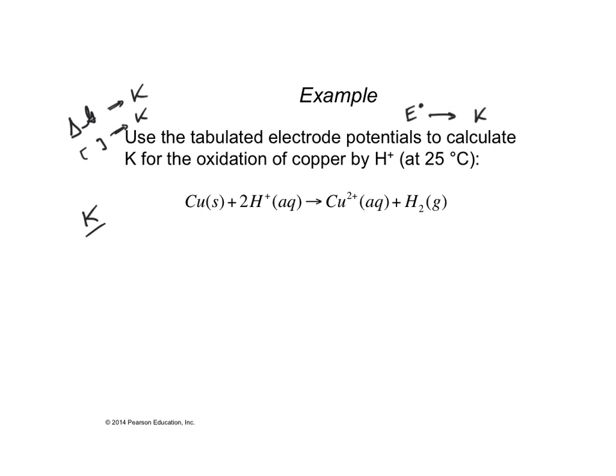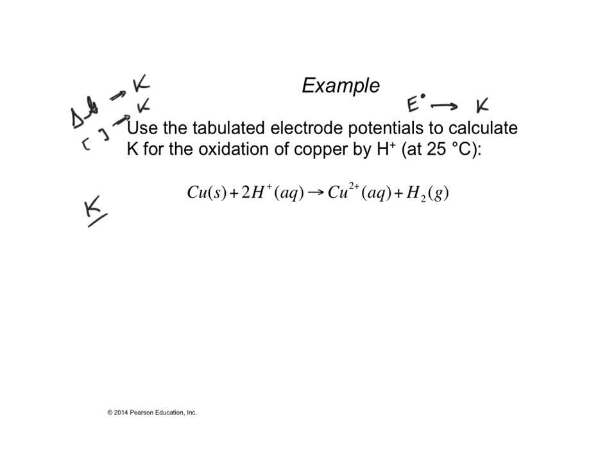So in that equation, we had E naught cell is equal to RT over NF ln of K, okay? So we're looking for K, and we're going to utilize our cell potential that we're going to calculate from our standard reduction potentials to determine what K is.